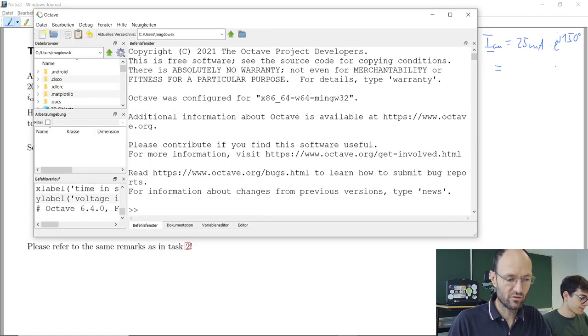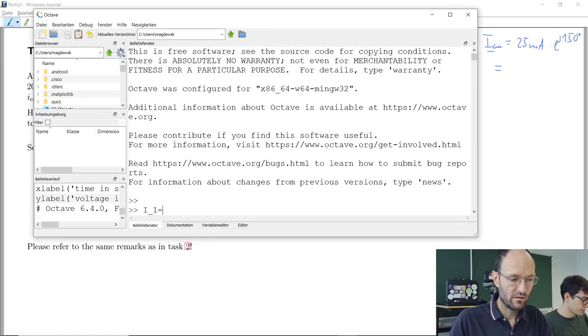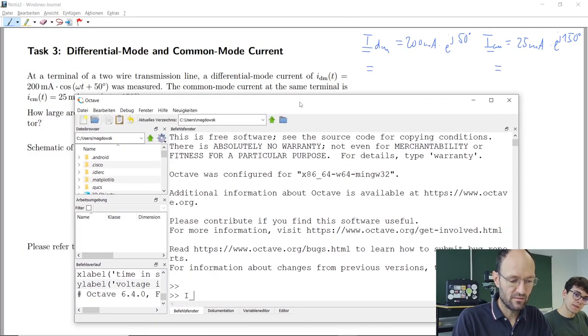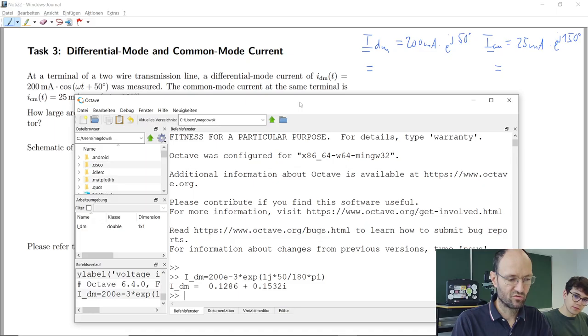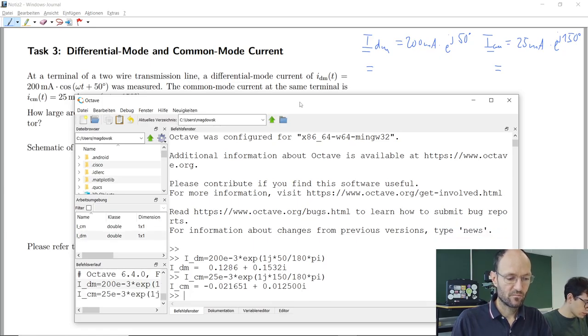So I will go back to my Octave window and say, okay, IDM is 200 milliampere, once again 10 to the power minus 3, but in this case it does not really matter if you take care here about the unit, and 1j times 50, and we need to convert from degree into radians, so we divide by 180, multiply with pi, and so we get this, which looks reasonable. And we can do the very same for the common mode current, and here it's just 25 milliampere for the magnitude and 150 degree for the angle.